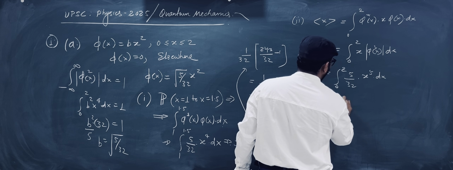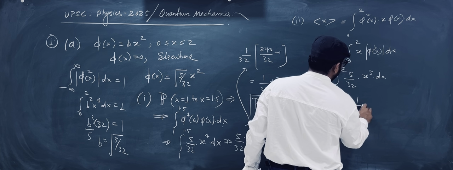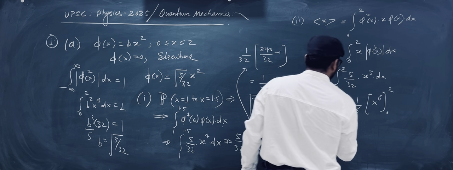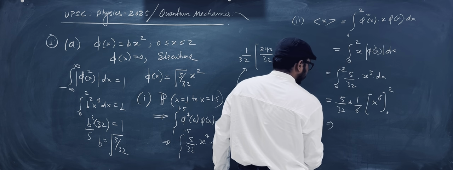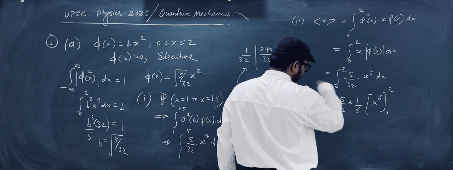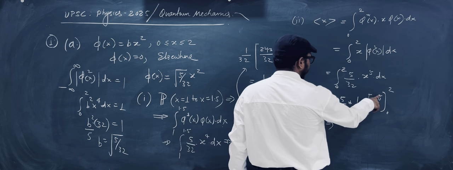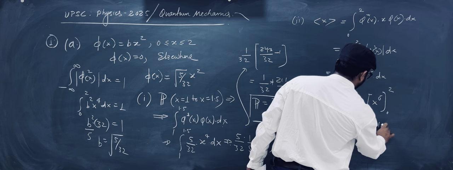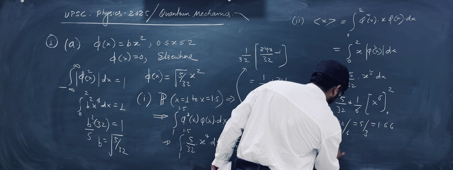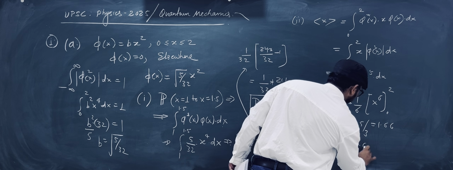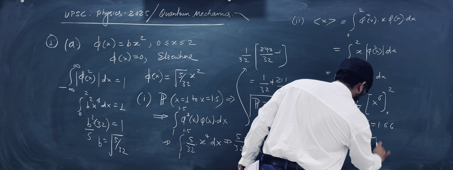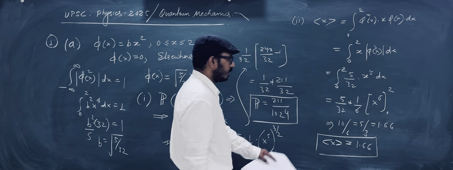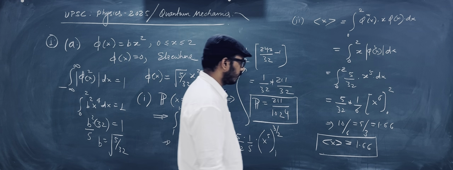So this will become 5 over 32 into 1 by 6 x power 6, limit is 0 to 2. So here x power 6 is 64, so 32 into 64 is 2, 10 by 6, so it's 5 by 3, it's 1.66. So the expectation value is 1.66. So these are the two answers. First is the probability and the second is the expectation value of x.